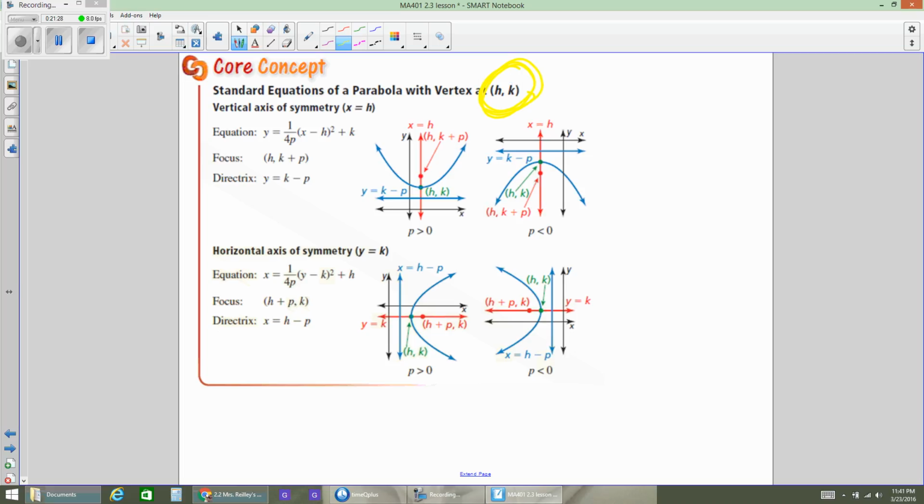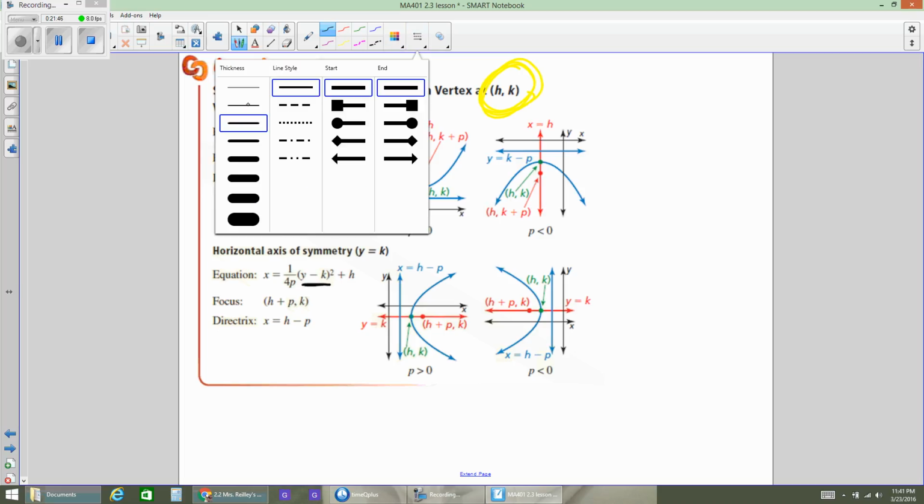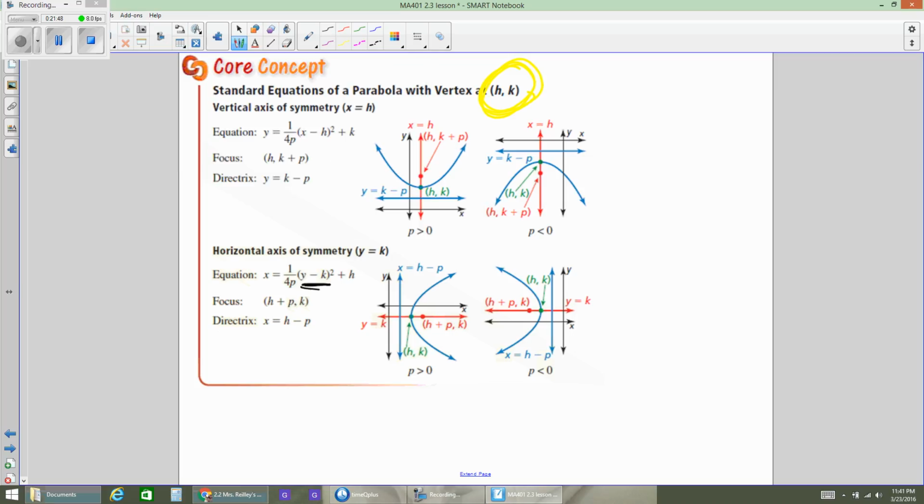Now the reason that's important is because you are not just opening up and down anymore, are you? No, no, no. Now you're opening right and left. And when you open right and left, it is the y that is squared, like we've already talked about. But that is important. That's important because k's like y's. So it is the k that is on the inside of the parentheses here.